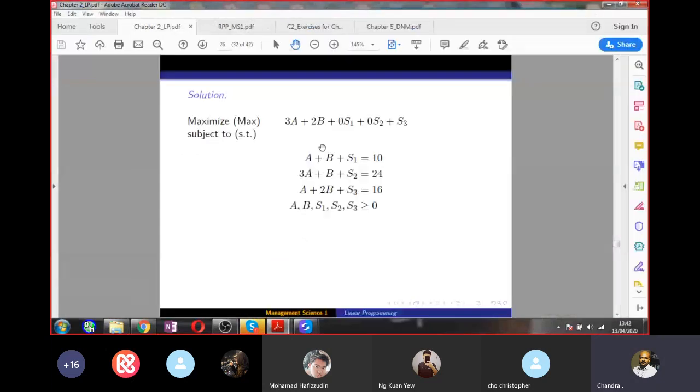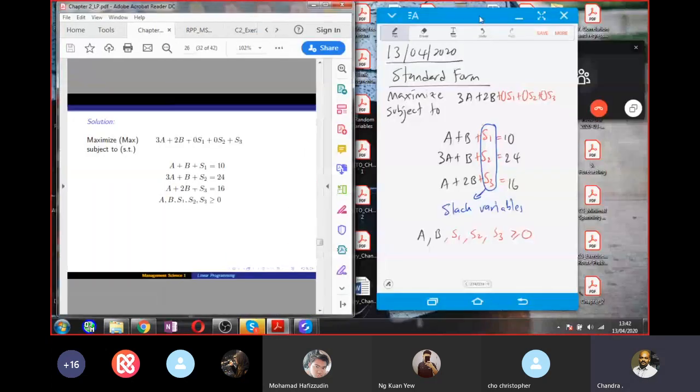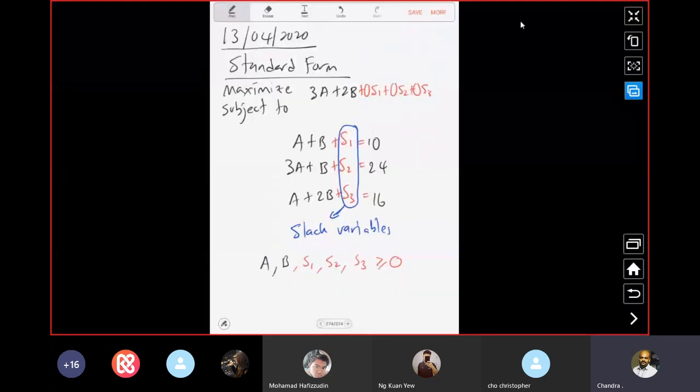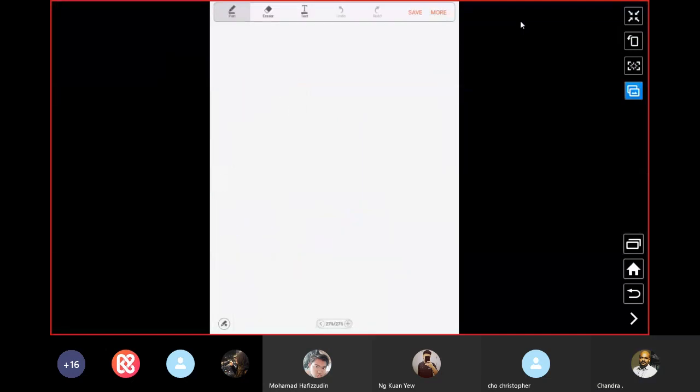Now, after standard form, we are going for shadow price. All this is still in chapter 3, sensitivity analysis. Okay, we are going for shadow price. Shadow price, or also known as dual value. Okay, what is this shadow price or dual value? Let me write the definition first.